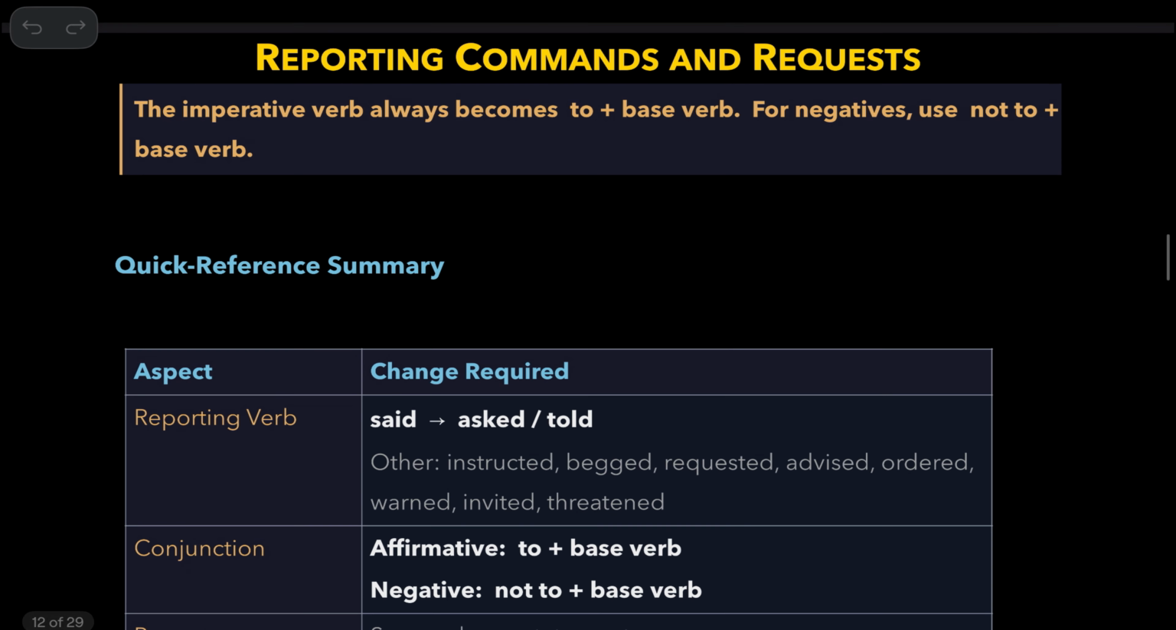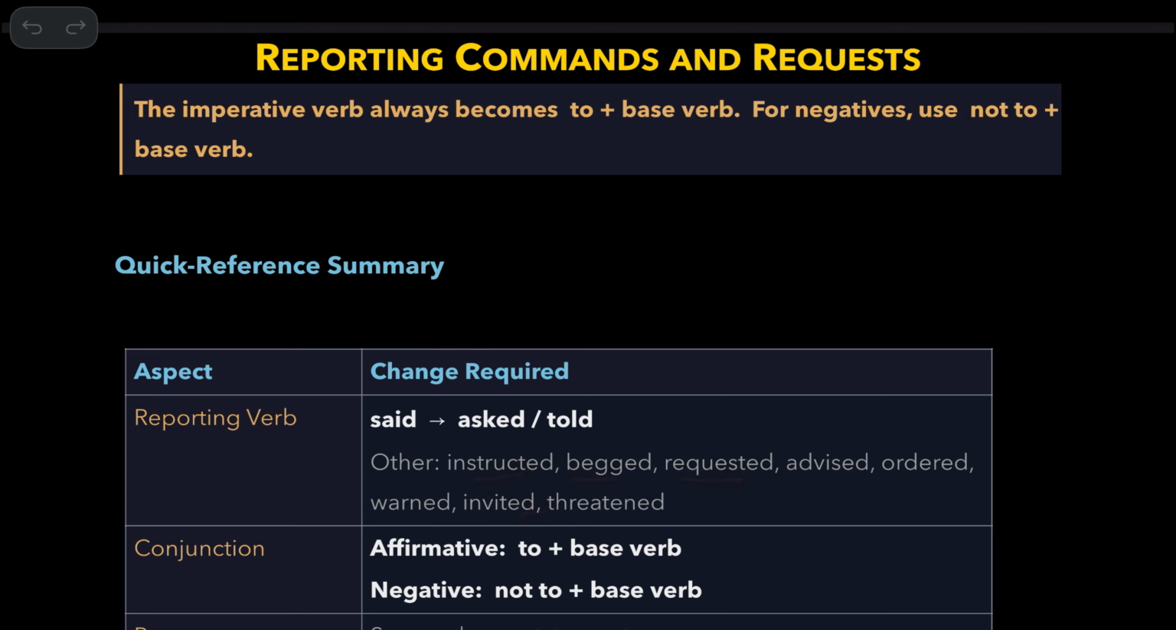Now let us take a look at how commands and requests can be reported. So the imperative verb always becomes to plus base form of the verb. So for negatives, you need to use not to plus the base form, like to go, to do, and if it is negative, not to go, not to do. So now the word said changes to asked or told, or you can use any of these words. I'll be explaining to you how these words are used. Okay, based on the meaning, you should use these expressions.